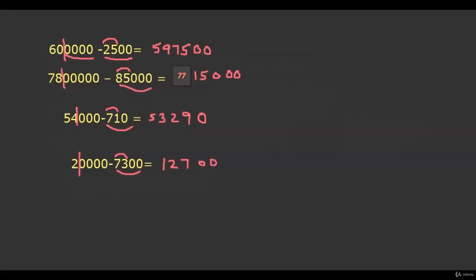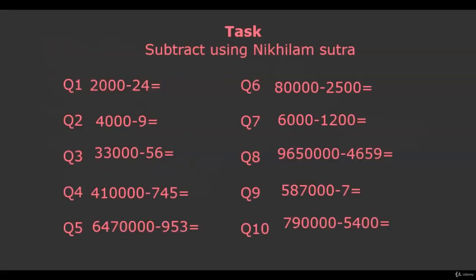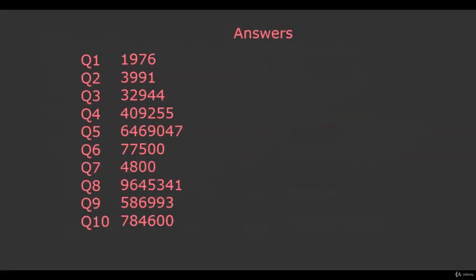So this method is very fast, single line, and there is no need of borrow. And this method is only applicable if there are zeros on the right side of the first number. And now there is a task for you to practice more problems. And there are answers also.